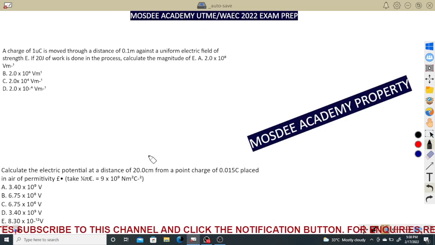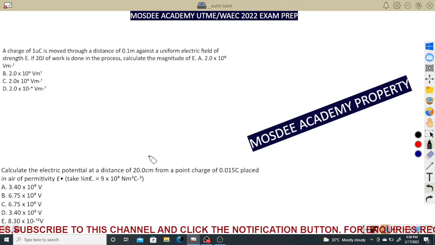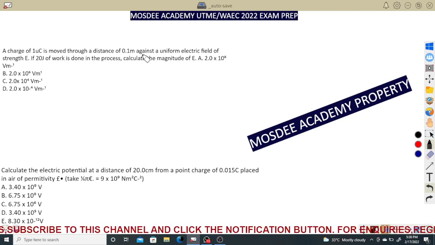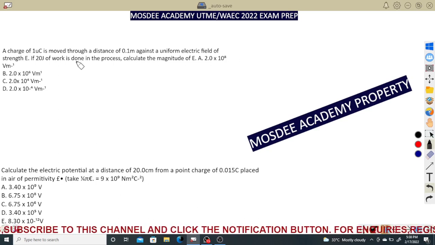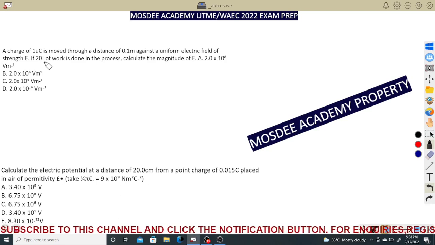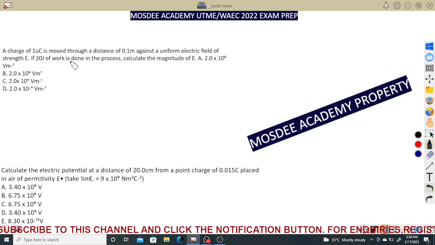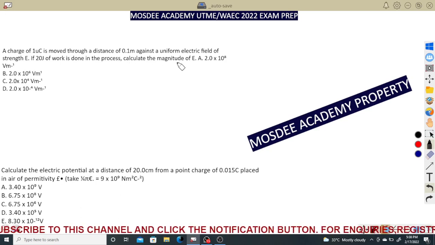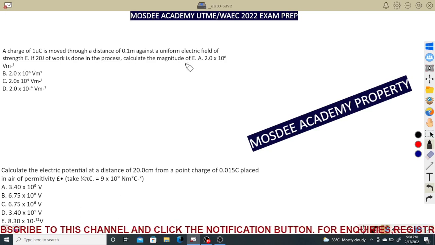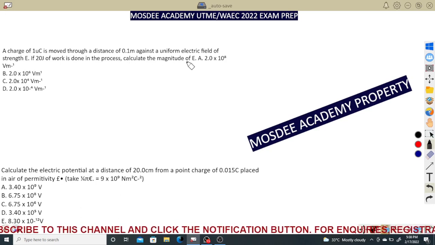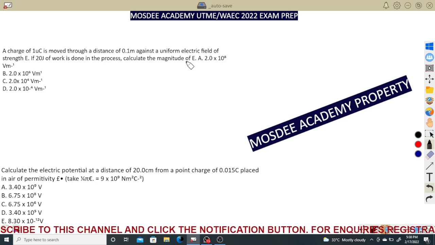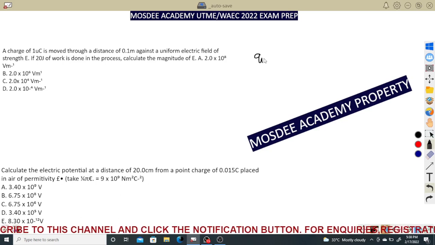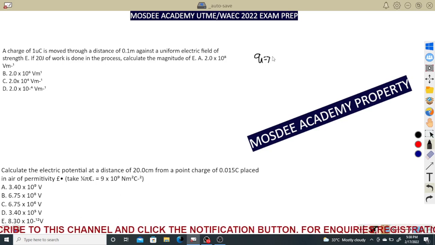A charge of 1 microcoulomb, I am reading, is moved through a distance of 0.1 meter against a uniform electric field of strength E. If 20 joules of work is done in the process, calculate the magnitude of the electric field, I guess. I don't know. Now, the question says there is a charge. I will just write parameter because the question is incomplete. But all the same, we can still do it.